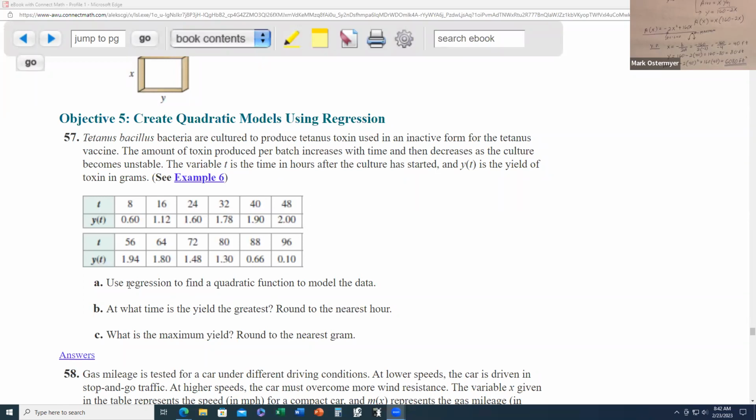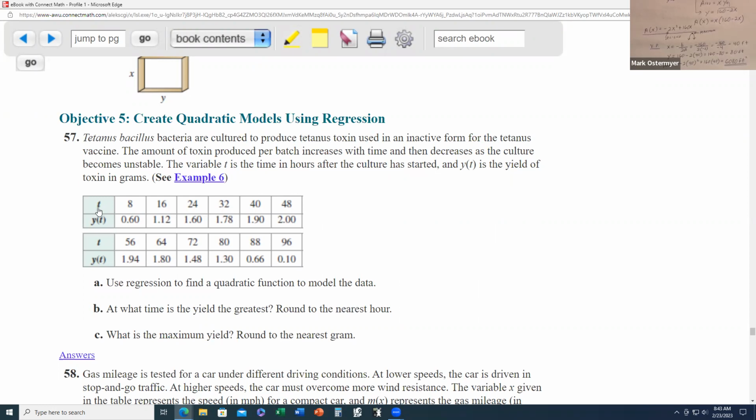Regression is something that you also study in a course in statistics, Math 150 here at Mott Community College. Okay, you look at regression. It's a method of curve fitting or fitting a function to ordered paired data that you collect out in the field. Tetanus bacillus bacteria are cultured to produce tetanus toxin used in an inactive form for the tetanus vaccine. The amount of toxin produced per batch increases with time and then decreases as the culture becomes unstable. The variable T is the time in hours after the culture has started, and Y of T is the yield of toxin in grams.